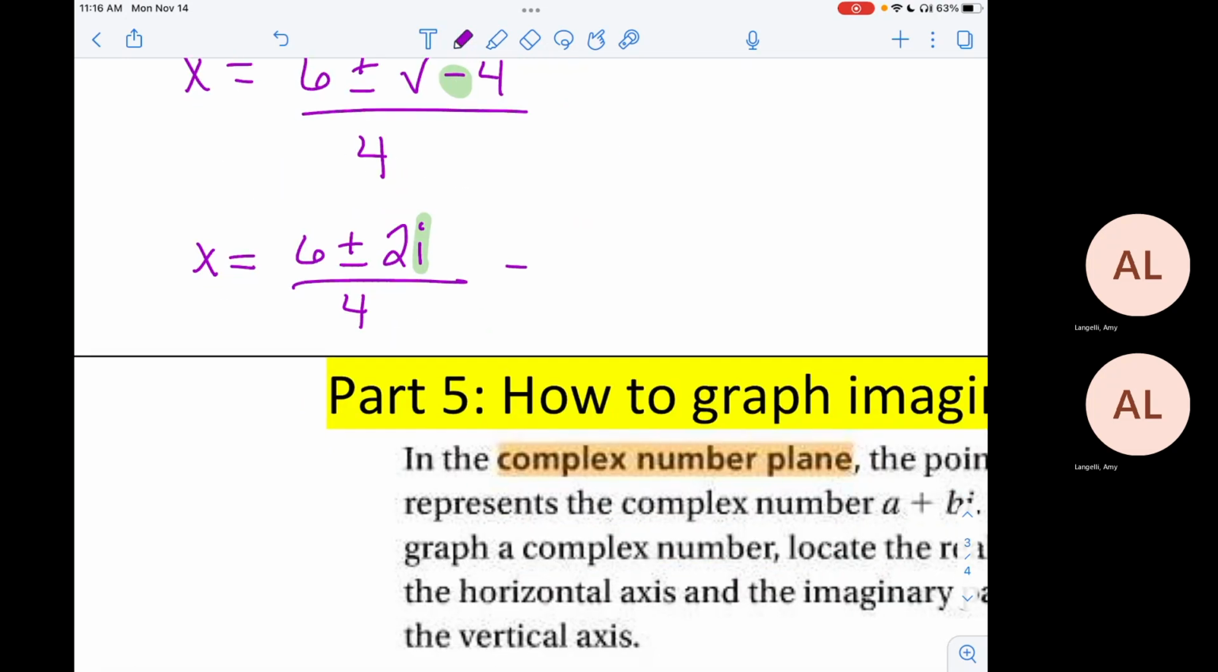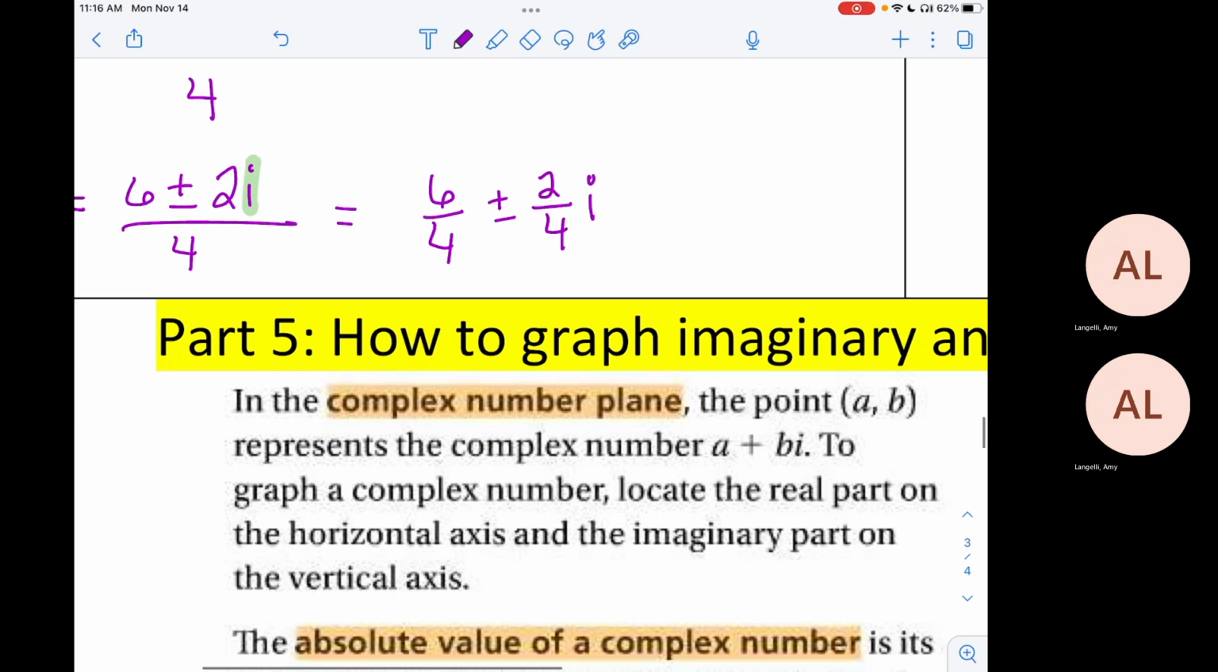And now we're going to divide everything by what? We can divide everything by 2, or you can separate it and divide it by 4, whatever you want. Okay? So we can do 6 over 4 plus or minus 2 over 4i, like that, and reduce. It's fine with me. Or you can just divide everything. That's 3 over 2 plus or minus 1 over 2i.